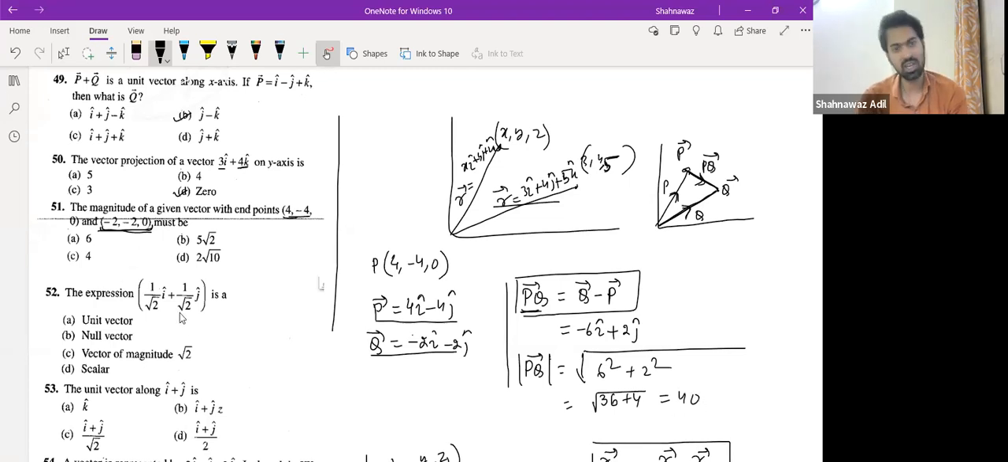So is root 40 in the answer? No, sir. So one of the options would be root 40, right? So root 40 means 4 into 10. So that is 2 root 10. Okay, guys. Please note down this part and then we will do this 52 question.